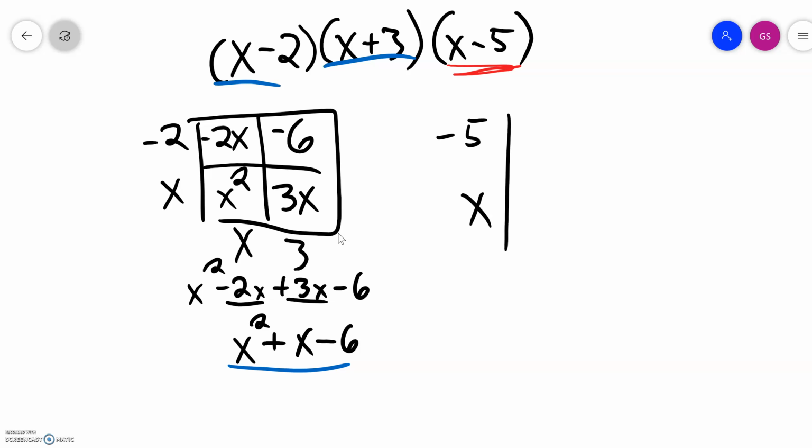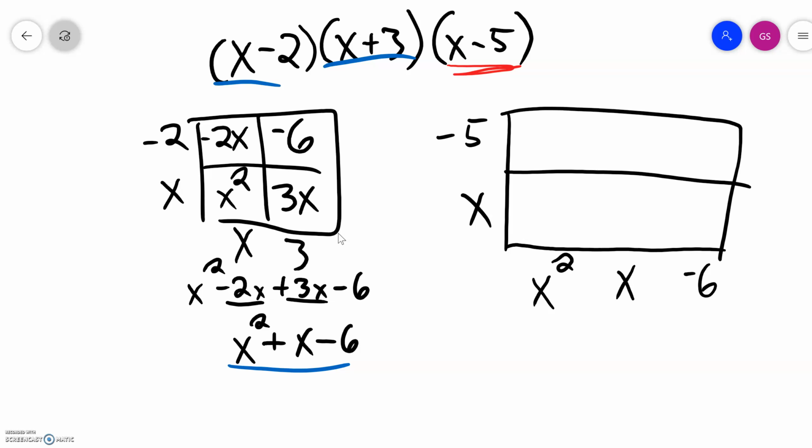My box is going to be a little different because there are 1, 2, 3 terms here. So I'm going to have x squared, I'm going to have x, and I'm going to have negative 6. Drop that box down. Okay. X squared times x gives me x to the 3rd. X squared times negative 5 is negative 5x squared.